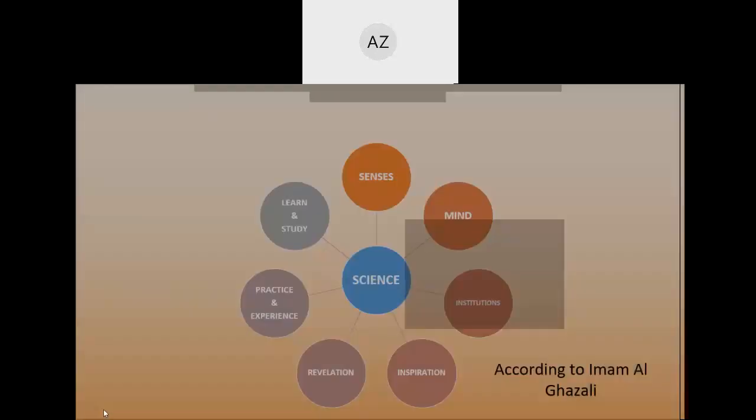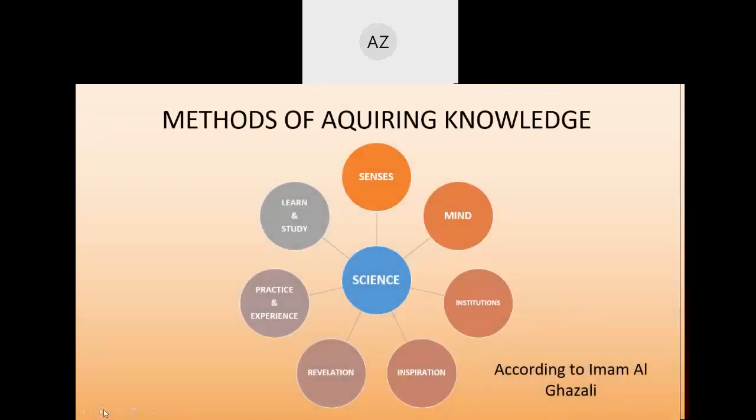So, this is the method of acquiring knowledge according to Imam Al-Ghazali. Imam Al-Ghazali is a philosopher, theologian, jurist, and logician. The methods of acquiring knowledge are: sense, mind, institution, inspiration, revelation, practice and experience, and learn and study.